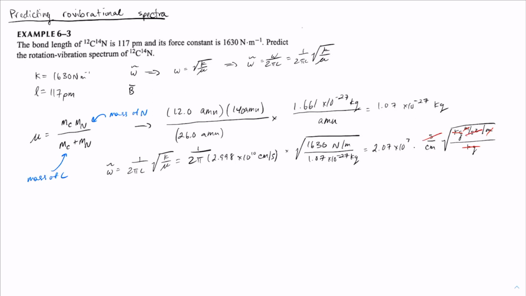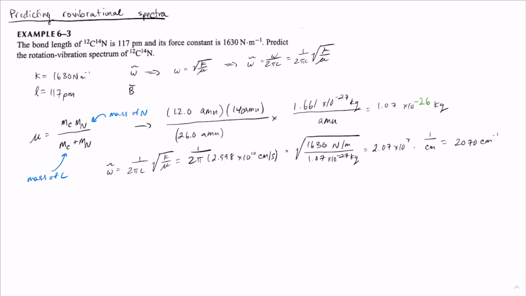So that our final result is just one over seconds, or 2070 wave numbers. So 1 over centimeters or 2070 wave numbers. Quick note in editing, this mu should actually be 1.07 times 10 to the minus 26 kilograms, but everything else works out just fine. Okay, so this gives us the vibrational piece.